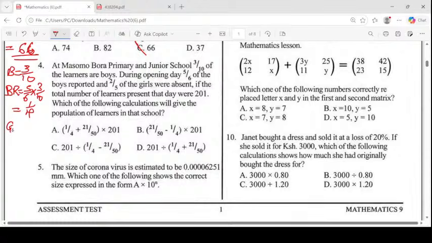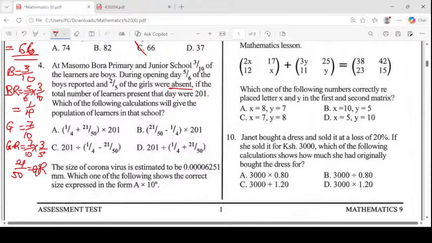Now for girls that reported, if 3/10 of the learners are boys, meaning the total number for girls should be 7/10. But now, what is the number of girls that reported? We are told 2/5 of the girls were absent. So to get the fraction for the girls that were present, it will be 7/10 multiplied by, if 2/5 were absent, meaning 3/5 were present. So this becomes 21/50. This is the girls present.